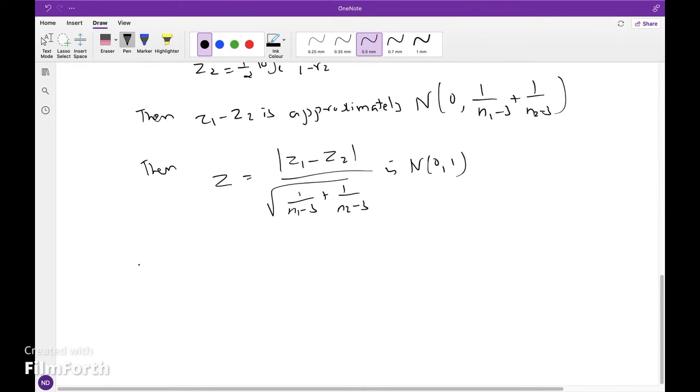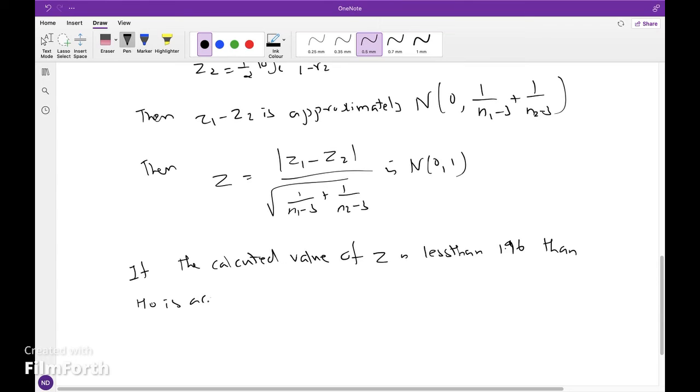If the calculated value of Z is less than 1.96, then the null hypothesis is accepted. If not, it is rejected.